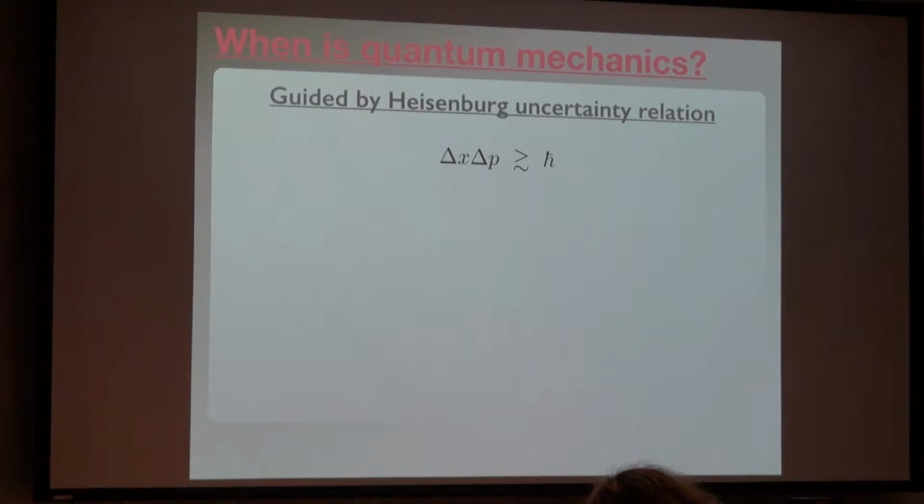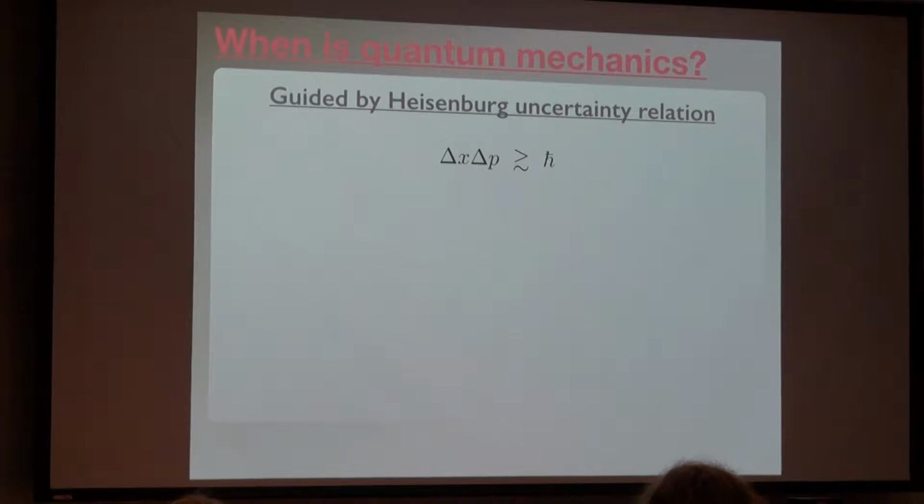Like, how should you know if something's going to be kind of quantum or kind of not quantum? Well, a good guiding principle is the Heisenberg uncertainty relation. You've probably heard about that, maybe when you're in kindergarten or something like that. But the basic idea is, what are these little triangles?